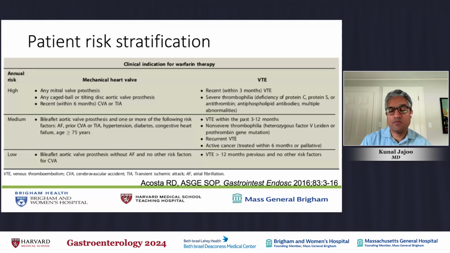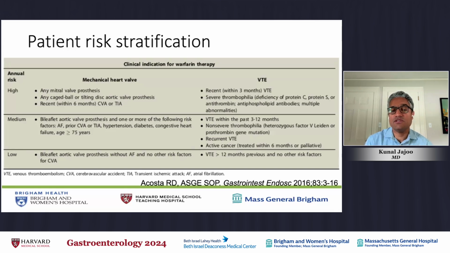Now that we've discussed how the procedures may be different in their risk stratification, we have to also think about how the patients may be different in their risk stratification. And when we look at the clinical indication for warfarin therapy, those patients who have a mechanical heart valve in the mitral position or a recent stroke or TIA, those would be considered a high annual risk for stopping warfarin therapy, a high risk of a recurrent event. Whereas those with a bileaflet aortic valve without any other risk factors would be considered low risk.